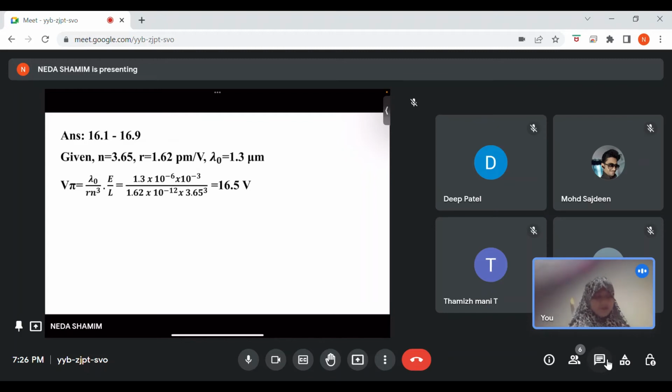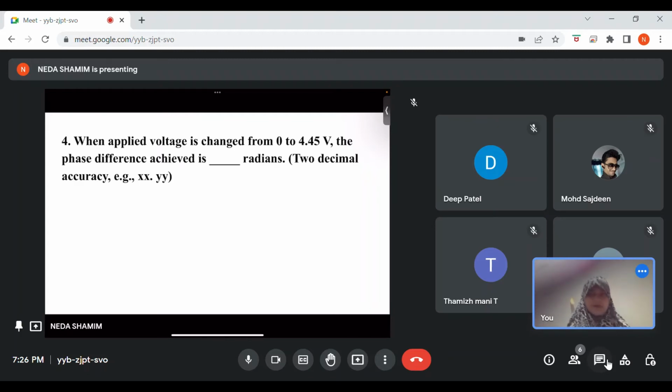Now moving on to the next question. I had applied some voltage that is giving me a phase difference of pi. We call it a half-wave voltage, that is V pi. Now suppose I have this cell of mine and I'm varying my voltage V from 0 to 4.45 volts. Then what will be the phase difference achieved?